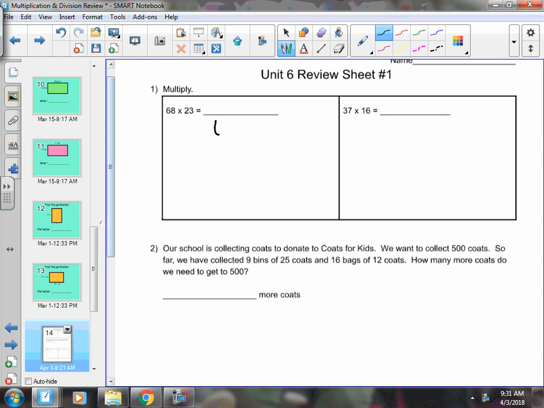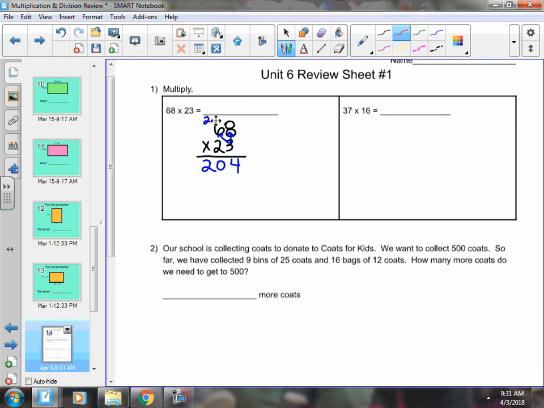Number 1, we're going to do some traditional multiplication, 68 times 23. We're going to multiply 3 times everything on the top. 3 times 8, then 3 times 6. 3 times 8 is 24. 3 times 6 is 18, plus 2 is 20. So that takes care of the 3.